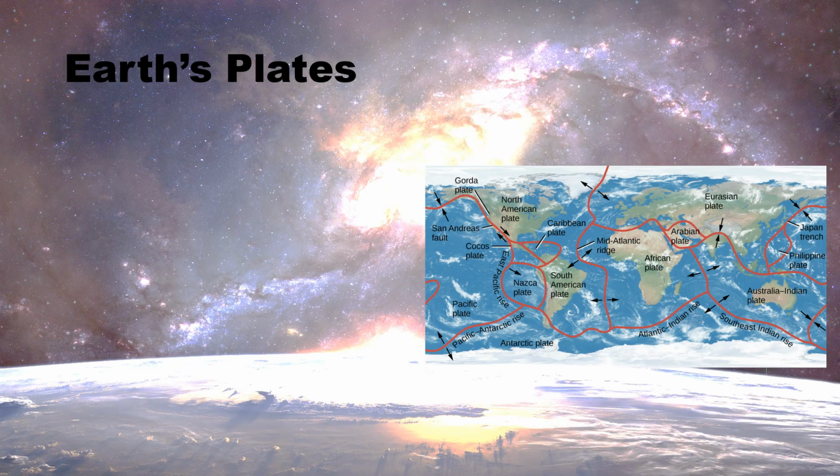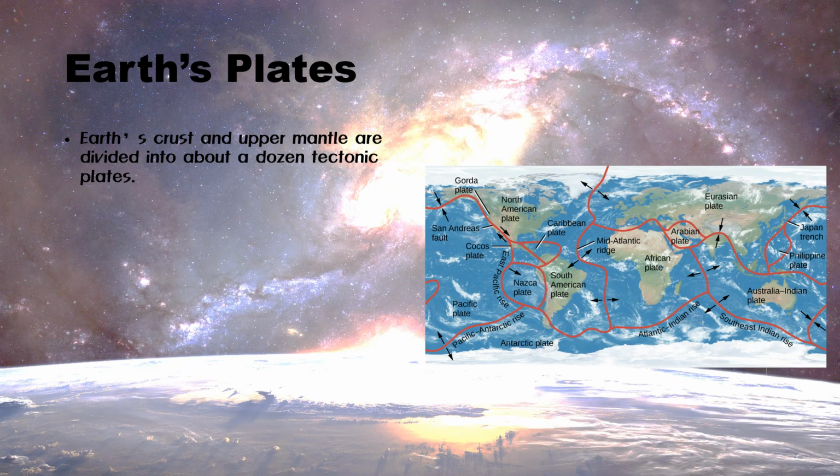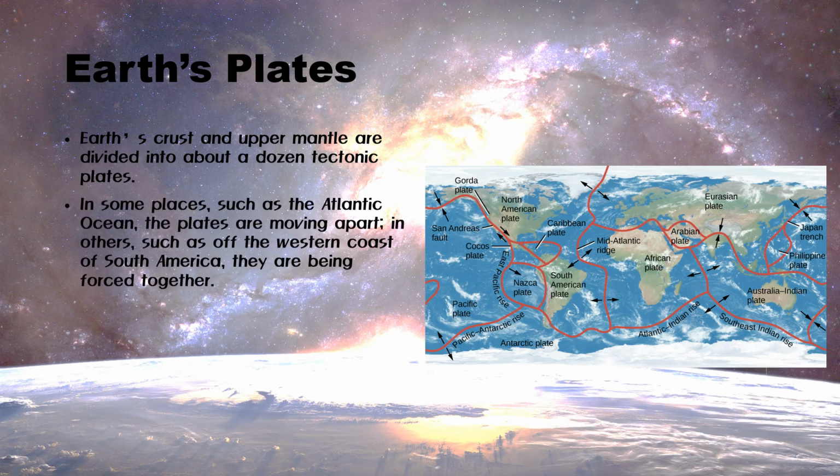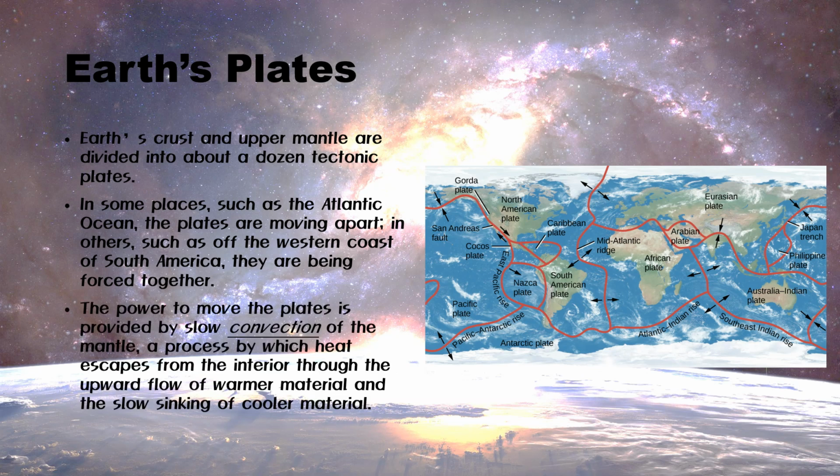So when we look at Earth's plates, we can see that the crust and upper mantle are divided up into about a dozen tectonic plates. In some places, such as the Atlantic Ocean, we'll find that those plates are moving apart. In others, such as off the western coast of South America, they're being forced together. The power to move the plates is provided by the slow convection of the mantle, which is a process by which heat escapes from the interior through the upward flow of warmer material and the slow sinking of cooler material.